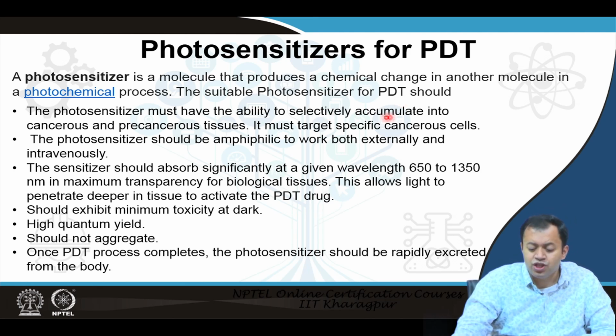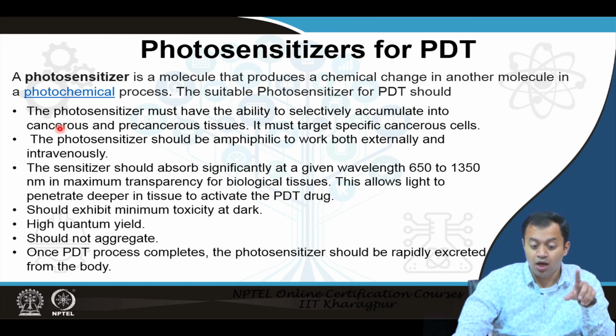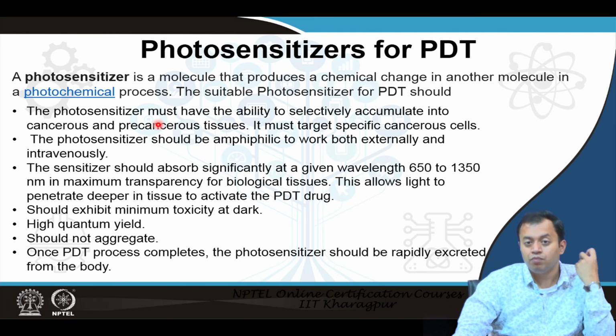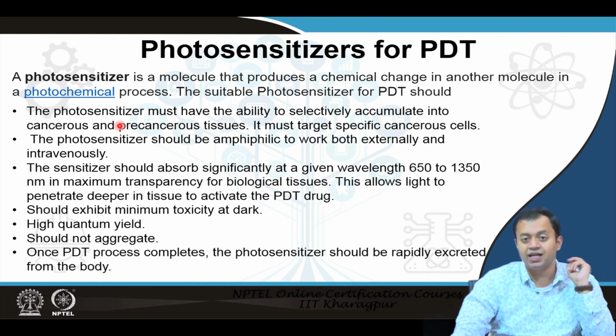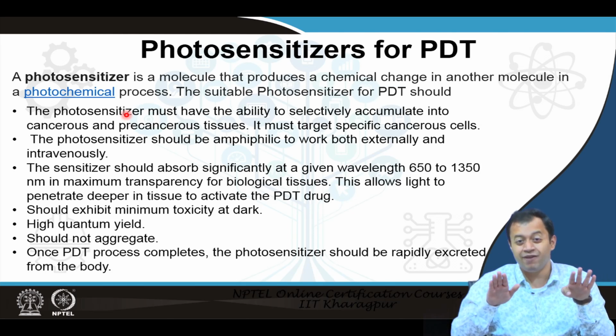So, it has to selectively accumulate in those areas where cancer is present and some amount of precancerous, first early stage of cancer has been present, and that is one of the most difficult parts, how to target that, because the earlier precancerous you become, the difference between a normal cell and a precancerous cell is very less.